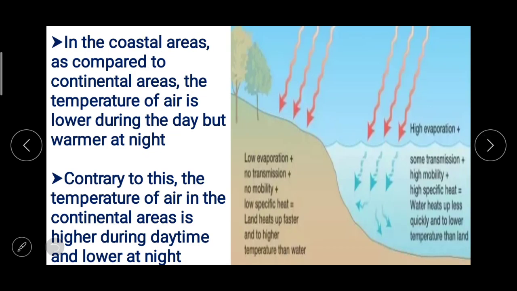In the coastal areas, because of the heating of seawater, water vapor gets mixed in the air and this water vapor holds the heat in the air. As a result, the air in the coastal areas remains moist and warm. So here also in the coastal areas as compared to the continental areas, the temperature of air is lower during the day but warmer at night. Contrary to this, the temperature of air in the continental areas is higher during daytime and lower at night.